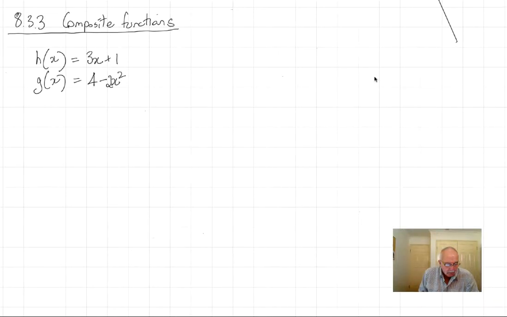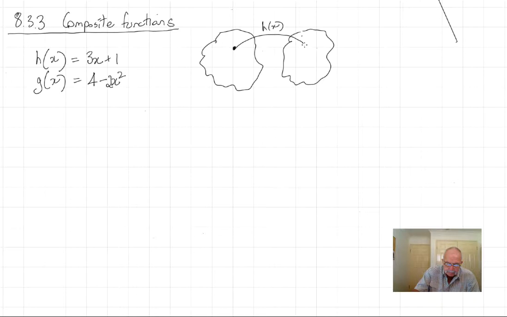Now we're going to look at what are called composite functions, and that's when you can combine two functions together. Probably the best way to explain it once again is I like the concept of mapping when I talk about functions. So if we have all these x values here, h of x maps my x value to a new value. So here h of x is 3x plus 1. If I put x equals 2 as input, 2 times 3 is 6, plus 1 is 7. So I'll end up at the point 7.